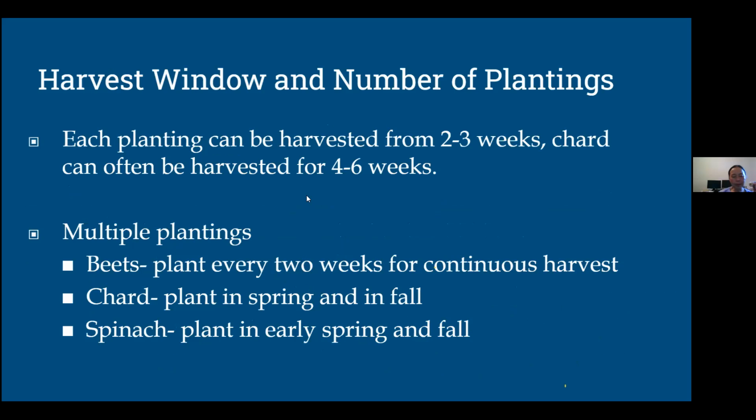Harvest window and number of plantings for goosefoot: each planting can be harvested for 2 to 3 weeks, and chard can often be harvested for 4 to 6 weeks. You can do multiple plantings, like I was mentioning. Beets can be planted every 2 weeks for a continuous harvest, and chard can be planted in the spring and in the fall. Spinach, like we mentioned, can be planted in the early spring and the fall as well.